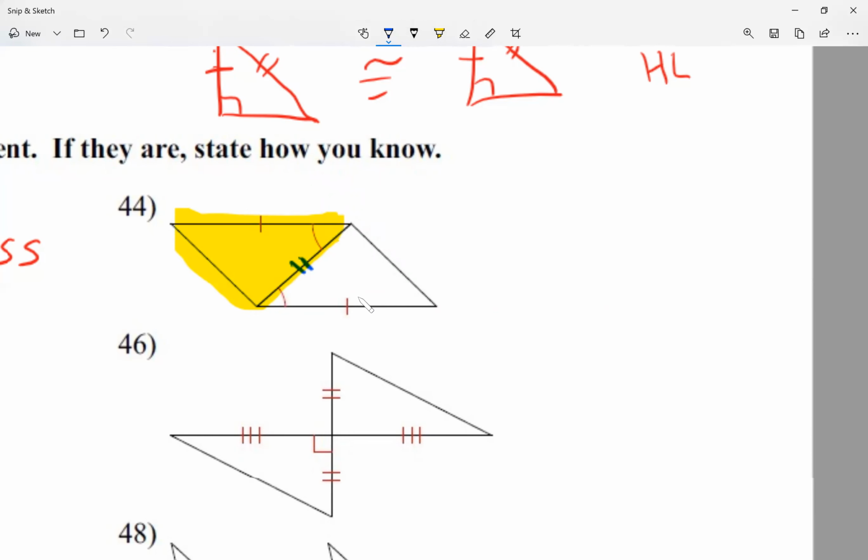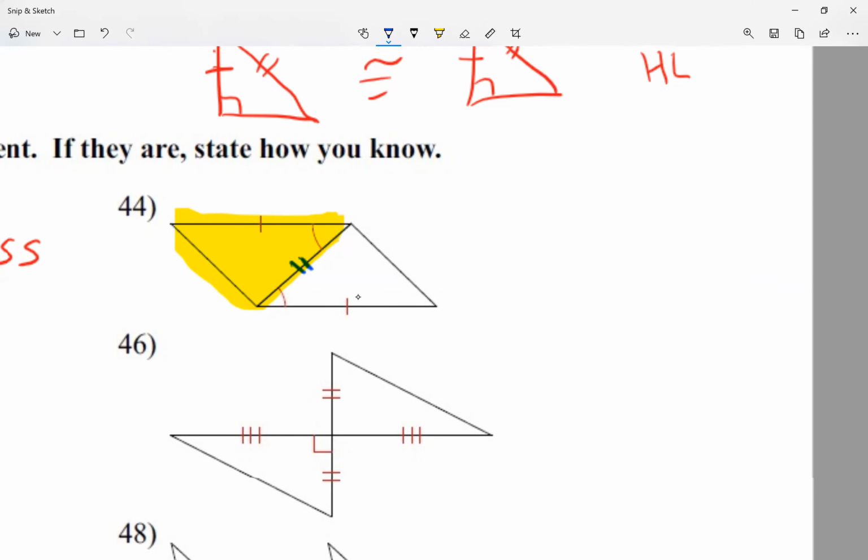Look at the markings. I see two sides marked and one angle marked. I know every triangle has three sides and three corners, three angles. I'm not looking at how many sides there are because there's always three. I'm looking at what is marked. The sides are marked with slashes and the angles are marked with arcs. So I see there's two sides and one angle.